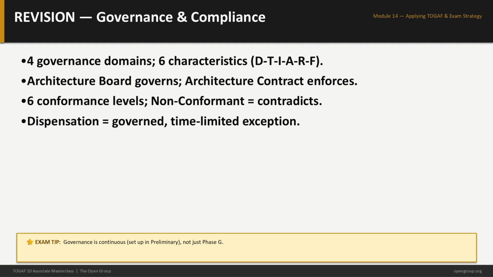There are 6 conformance levels, and the only one that contradicts the architecture is non-conformant. A dispensation is a governed, time-limited exception. And the point that catches people: governance is continuous, it's set up in the preliminary phase and applied throughout, not confined to Phase G. Run through those facts once more in your head. Governance questions reward this kind of precise recall.